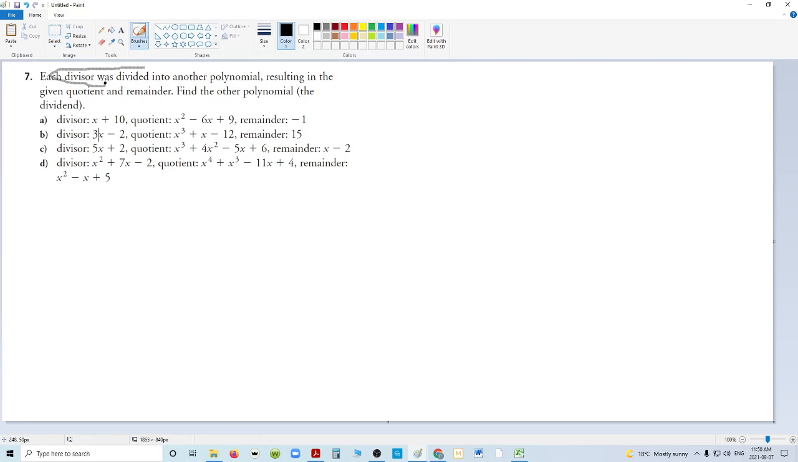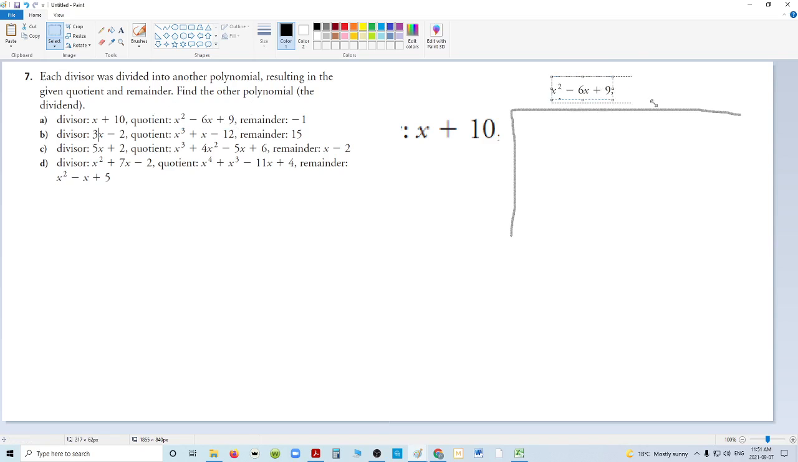In this case, I want you to remember what's a divisor, what's a quotient, what's a remainder, and what's a dividend. So each divisor was divided into a polynomial, resulting in a quotient and remainder. Find the other polynomial. So we know we took x plus 10, and we divided it into a mystery. But we got out of it this quotient, so we got this up here, and we got this as a remainder.